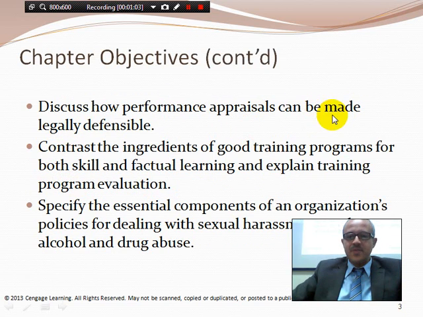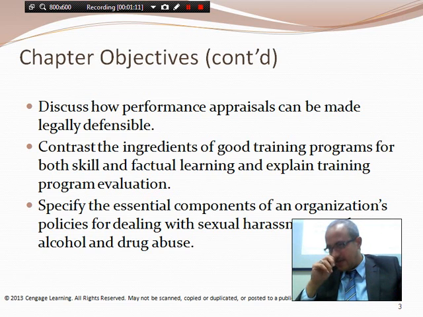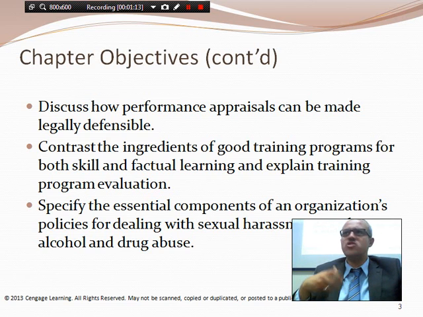We'll discuss how performance appraisal can be made legally defensible. You know, when it comes to human resources, there's a big legal issue. In the United States, they have very rigid rules and regulations against any practice of discrimination.